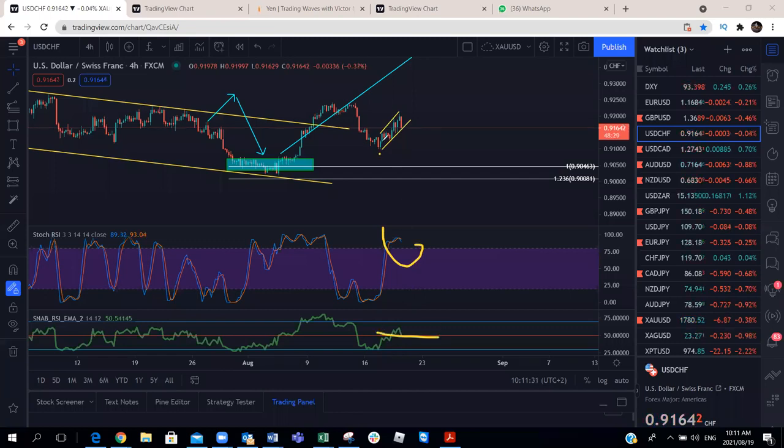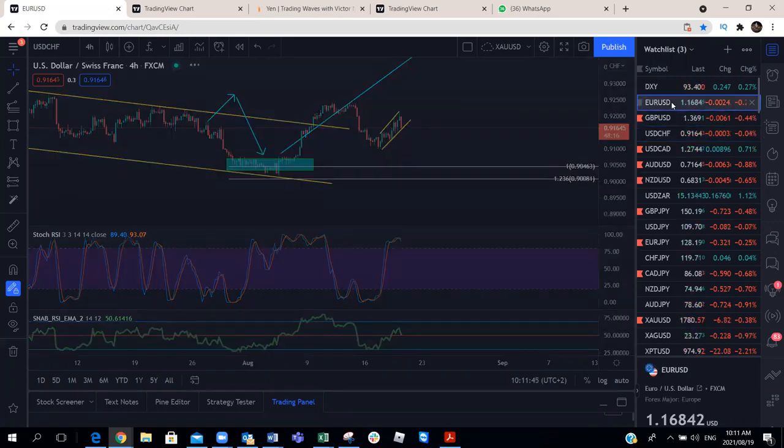So this is a 3 wave pullback here. 1, 2, 3. We will look for this to close below the flag. If you're taking this one, you can put this one up here and look to take this one to the downside. Okay, so that is US dollar chief. Let's have a look at the Euro US dollar.